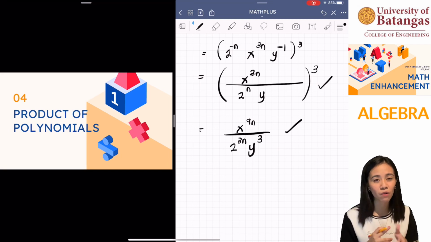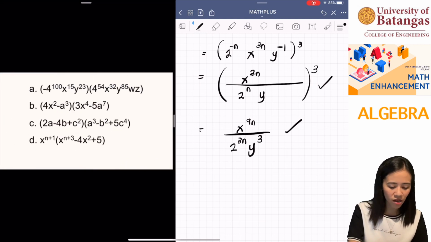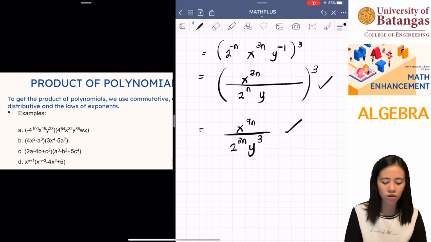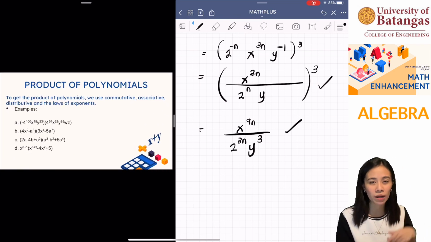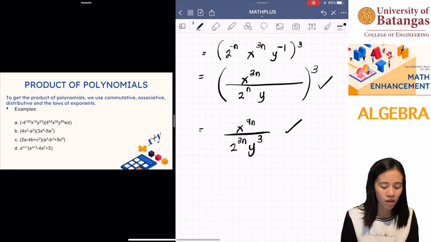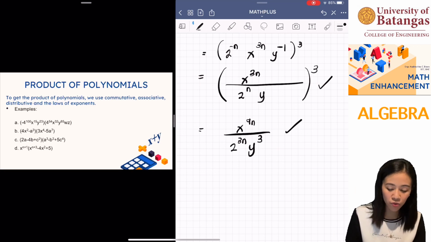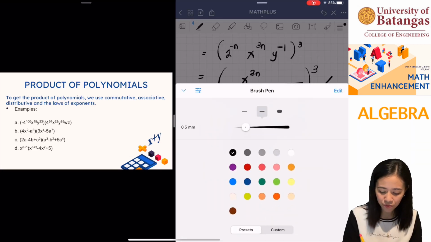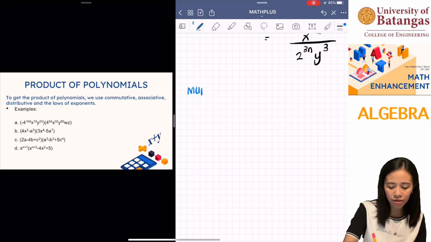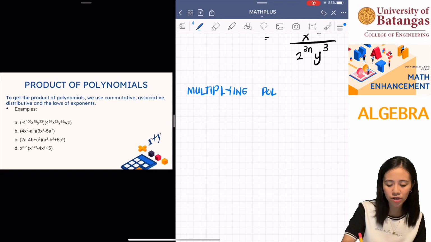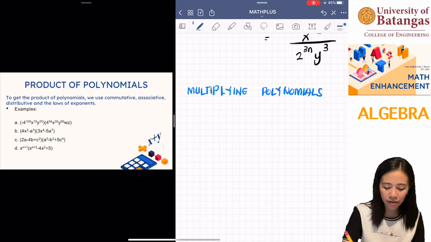So, for our topic number 4, which is the product of polynomials, ayun, multiply lang natin, di ba? Normally, we simply apply distributive property or distributive law para mag-multiply. So, you'll just have a recap of what we do when we multiply polynomials. So, let me write here as a new topic: multiplying polynomials. Okay? Letter A.